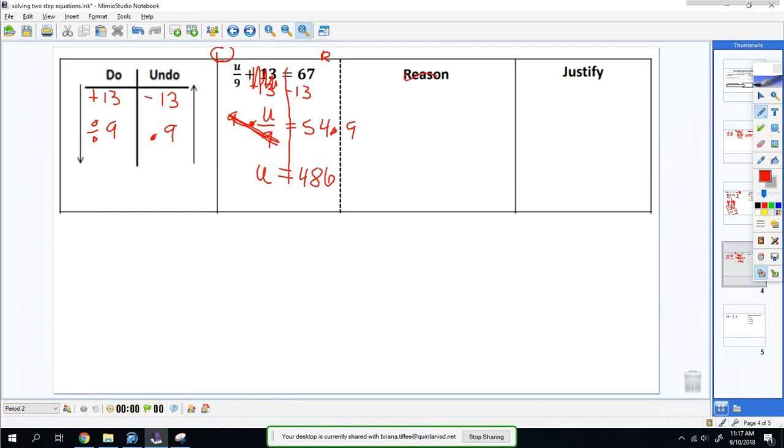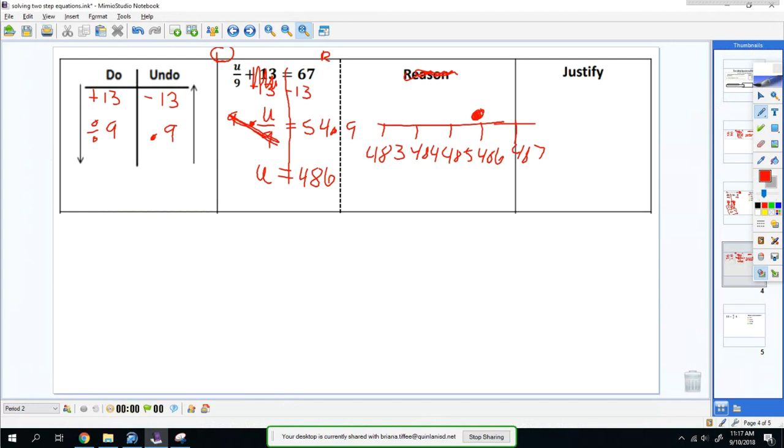So instead of doing the reason, we're going to do the number line. So draw your number line. Let's just make this 483, 484, 485, 486, and then 487. And then the answer will go above 486. That's it.